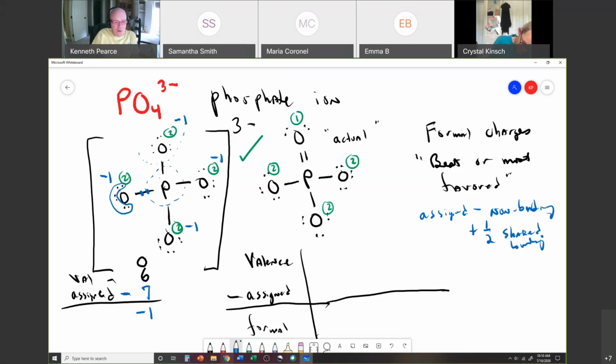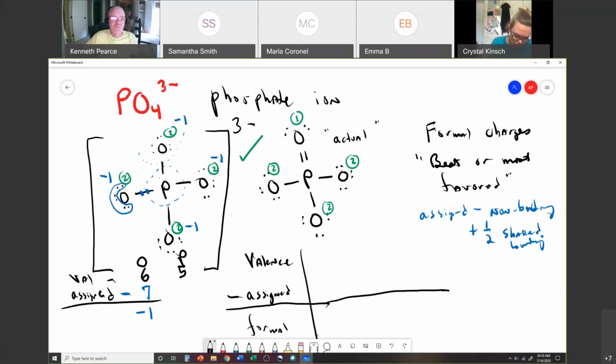Now let's do the phosphorus. So we say, what's the phosphorus? Well, the valence electrons on the phosphorus, we look and we go, here's phosphorus below nitrogen, and we go 1, 2, 3, 4, 5, and we say 5 on the phosphorus. That's the valence electrons. Doesn't matter whether it's double bonded, single bonded, triple bonded, whatever, it's 5.